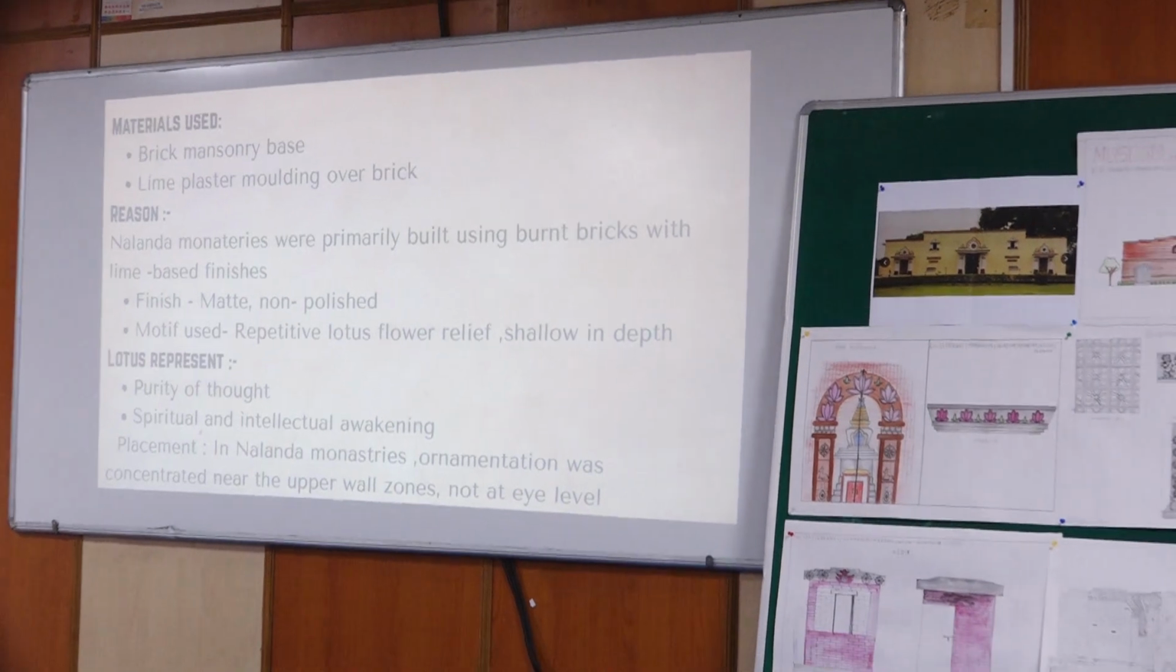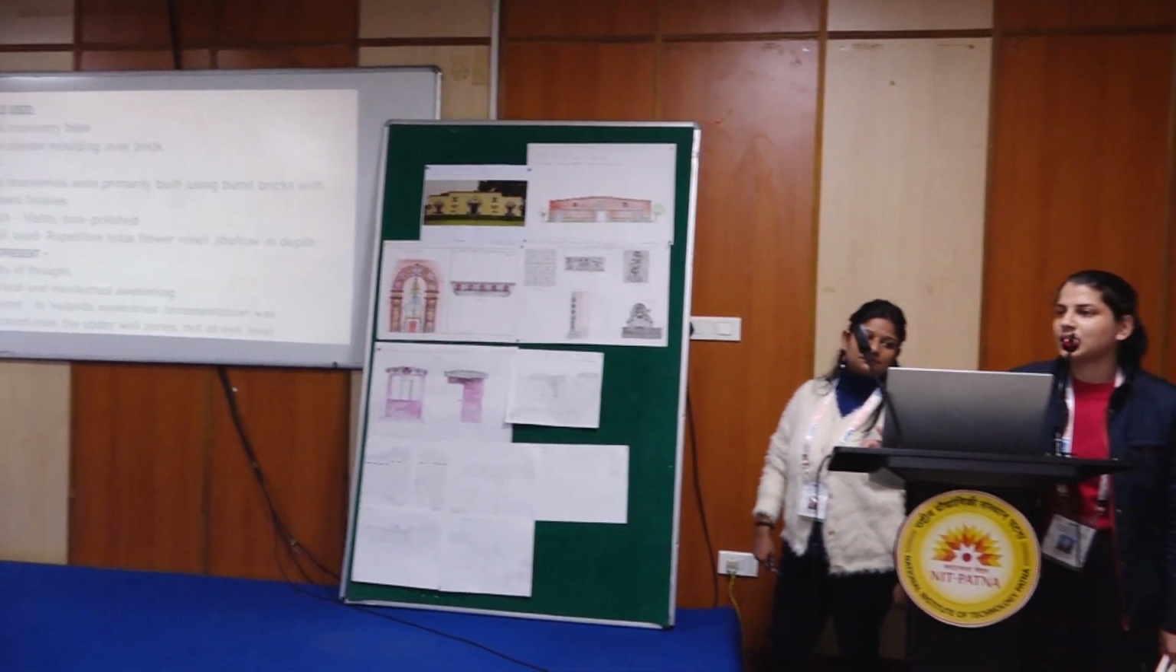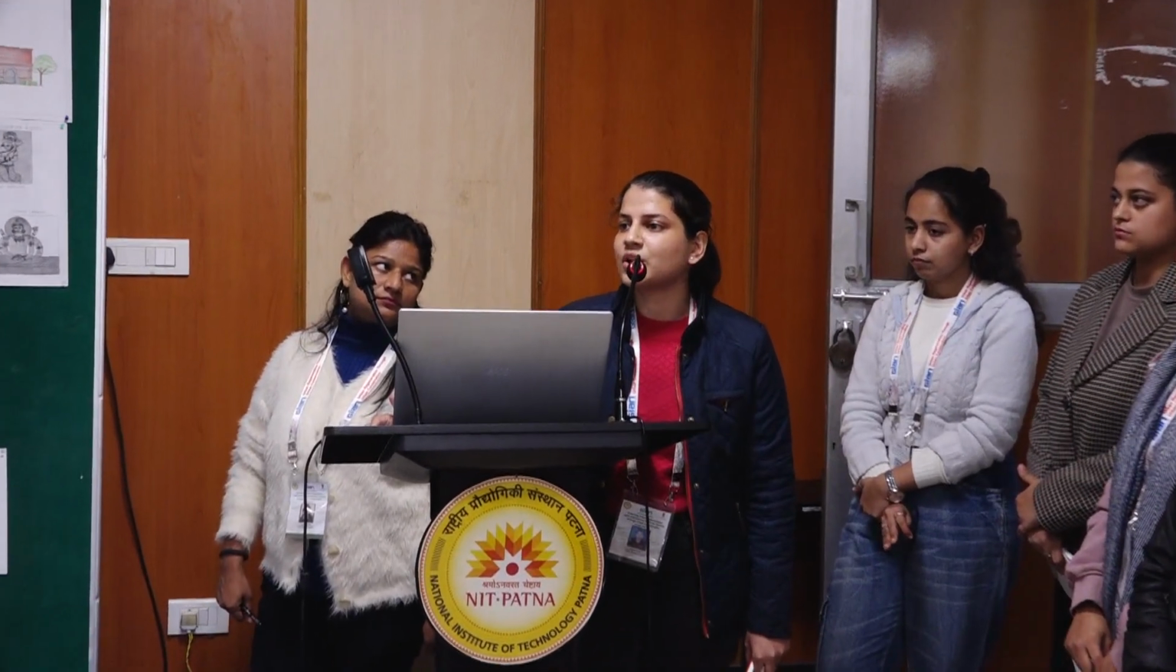Now the material that we used includes the brick masonry base with lime plaster. And why do we use the lime plaster? Because it provides a soft surface for more detailing on it. The finish is matte and non-polished, and the motif that we use is a repetitive lotus flower relief, which is shallow in depth.